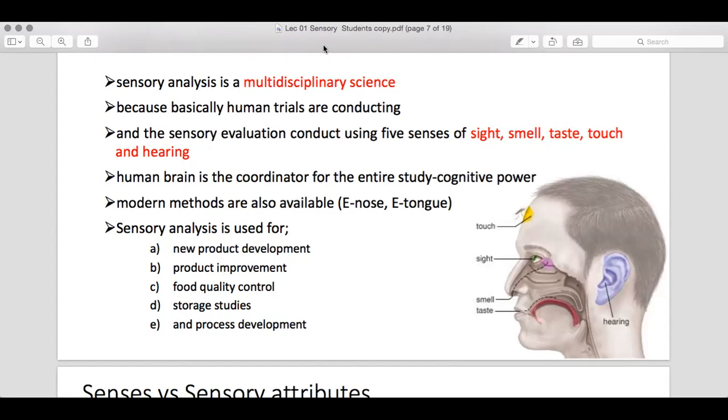But we all have 5 senses: sight, smell, taste, touch, and hearing. So how to manage these things together, right? And how to coordinate all these senses together effectively. So that is what we are going to discuss. And you know, the human brain is the coordinator for all these activities. For all 5 senses, the brain will coordinate. But nowadays we have modern methods. Electronic methods are available to avoid that biasing effect, right? When we use electronic devices, then we can avoid that, right?